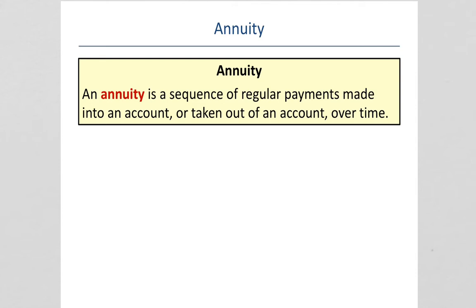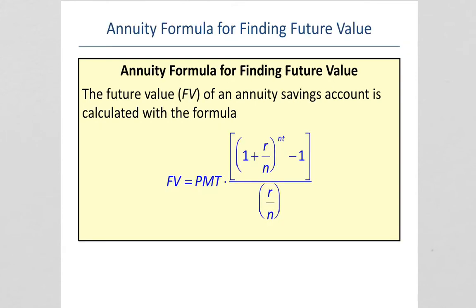An annuity is a sequence of regular payments made into an account or taken out of an account over time. The annuity formula is the future value equals the PMT, that's your payment, whatever payment you're making per month, times, big long stuff, 1 plus R over N to the NT minus 1 divided by R over N.